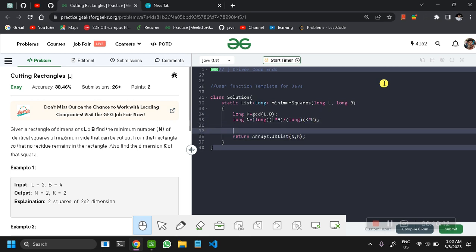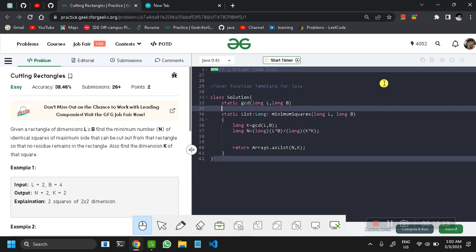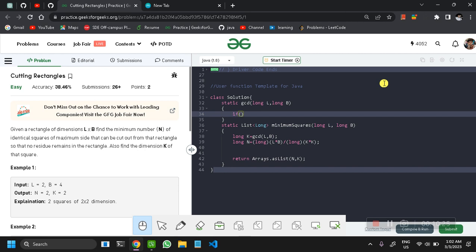Okay, so let me write the function gcd, how we are going to calculate the gcd. So I'm going to have l and b. The first thing that I have to do is, let's have some discussion about how to find gcd.